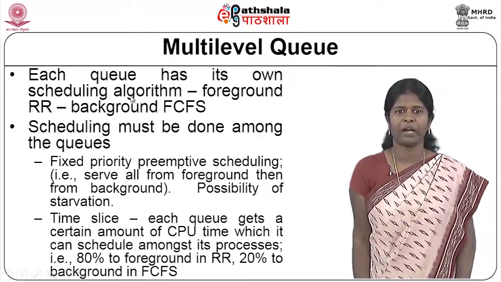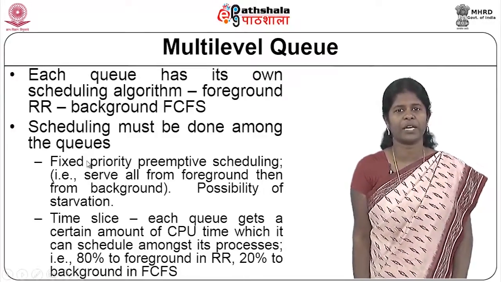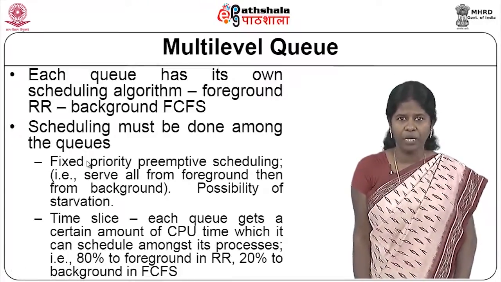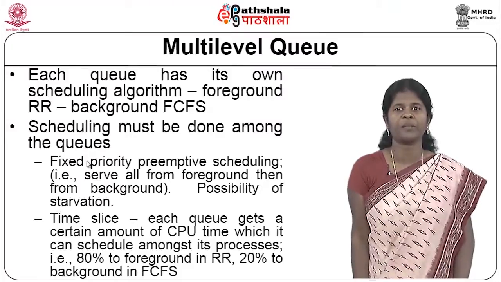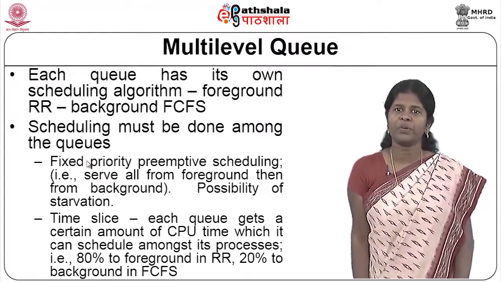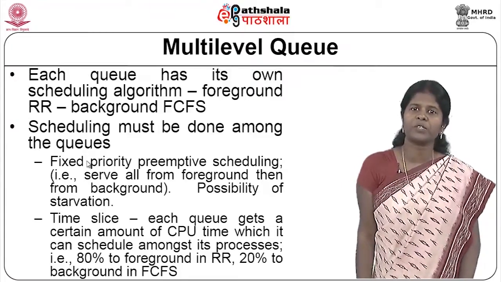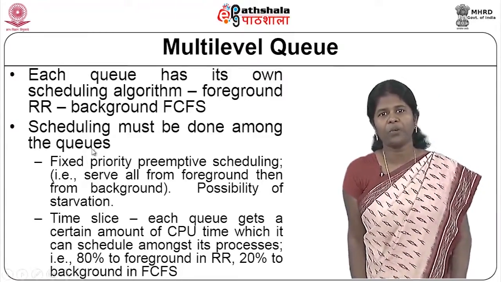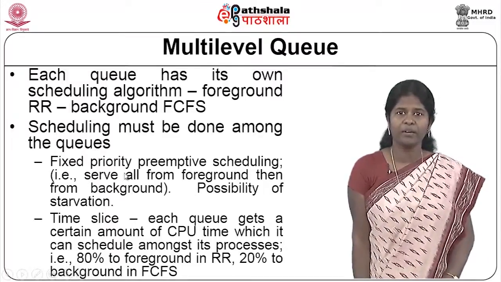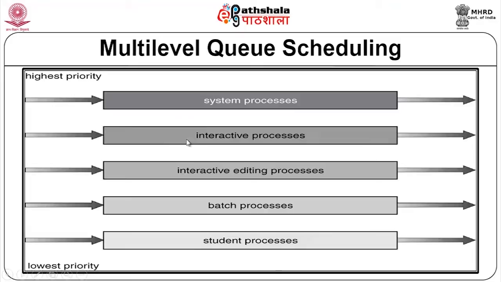So what can be done is, you can give 80% of time to the foreground and use a round robin scheduling algorithm among the processes in the foreground queues, and you can give only 20% of time to the background and use FCFS among the processes in the background queue. And thereby you avoid starvation of processes that are sitting in the background queue. And this is an example of how a multi-level queue scheduling will look like.